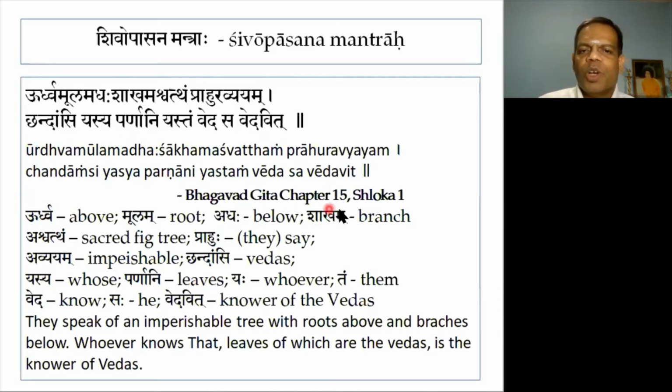So this is the first shloka of the 15th chapter of the Bhagavad Gita.